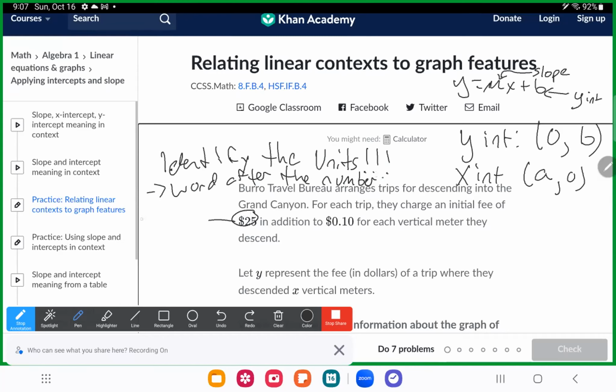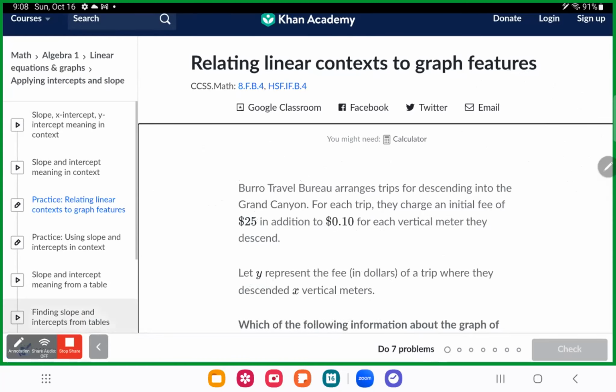What's the unit there? We would write $25, right? And then here we see $25 again. Any other units here? I see each vertical meter. So that means 1 meter. So our units are meters, vertical meters, and dollars. And we see that here. Y represents dollars. X represents vertical meters. Okay. So we have that.